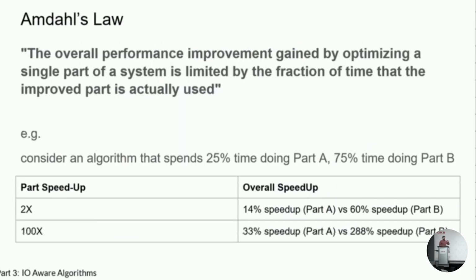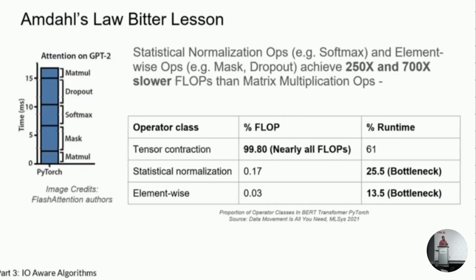And in hardware, another important concept is that of Amdahl's law. What that states is that the overall performance improvement gained by optimizing a single part of your system is limited by the time spent doing that part of your algorithm. So for example, if your algorithm spends 25% of its time doing part A, even if you were to 100x the performance of part A, you'll only get a 33% speedup in your algorithm. Whereas if you were to 100x part B, which takes 75% of the time of your algorithm, you'll get a 3 times speedup. So there's a bitter lesson from Amdahl's law.